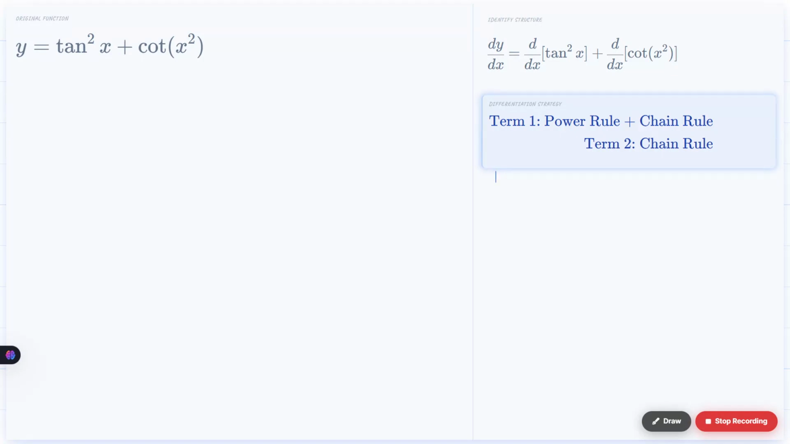We plan to use the power rule and the chain rule for the first part and the chain rule for the second part. We do this to pick the right math tools for each piece. Each part has a different shape that needs a specific rule.